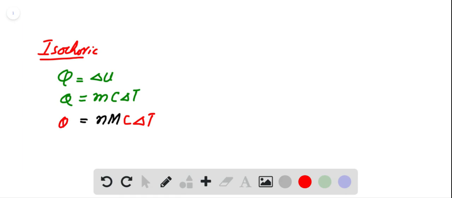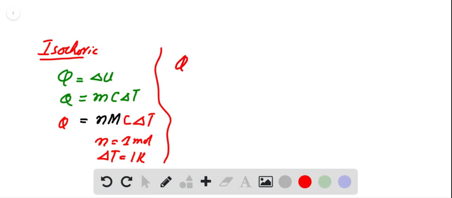As it is given that number N is equal to 1 mole and change in temperature of the gas is 1 Kelvin. So this gives us Q equal to C M. So this is the amount of heat required to raise the temperature of 1 mole of gas by 1 Kelvin.